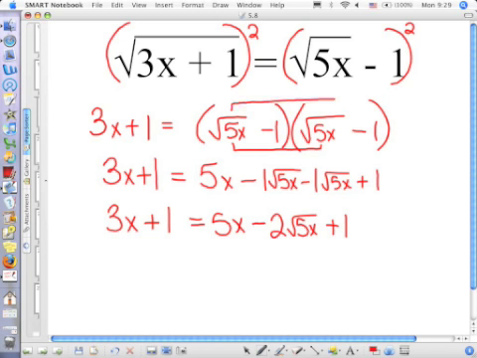Outer times outer was a negative 1 times the square root of 5x. Inner times inner was negative 1 times the square root of 5x. And last times last was negative 1 times negative 1, which is positive 1. And then adding these two like terms together, I have negative 2 square roots of 5x.